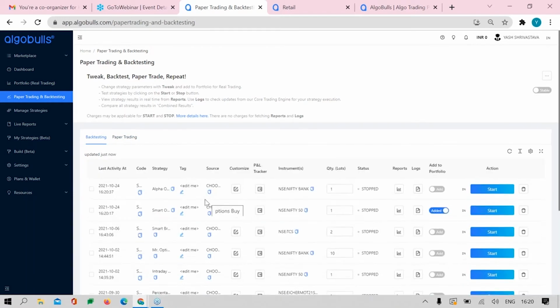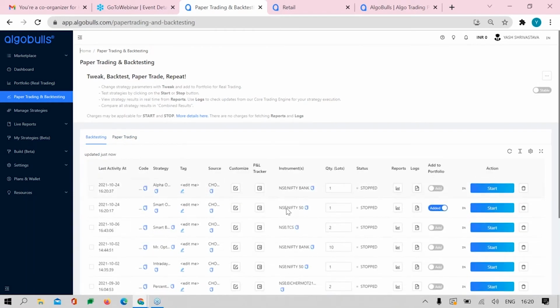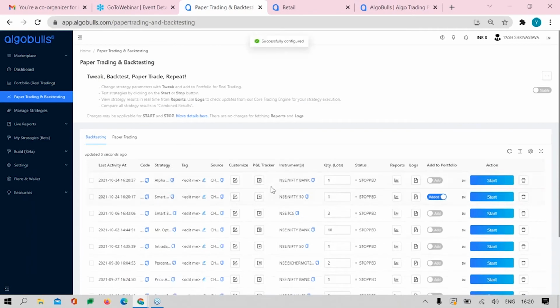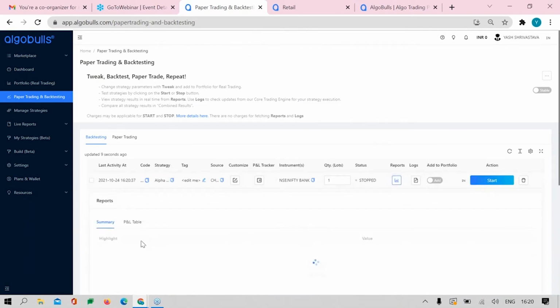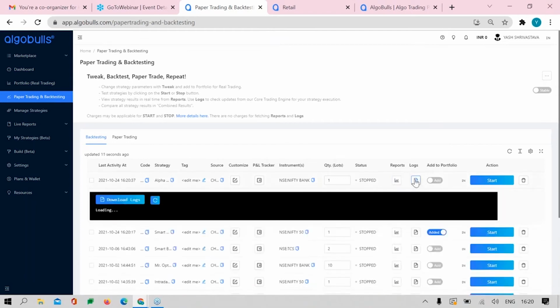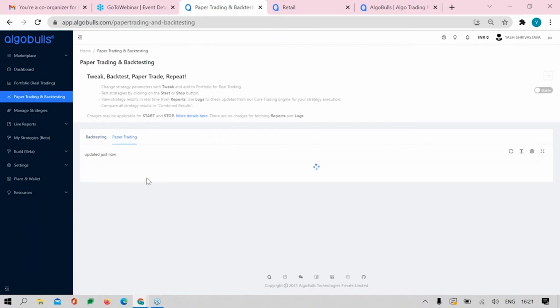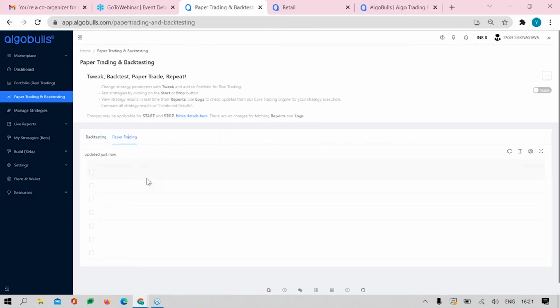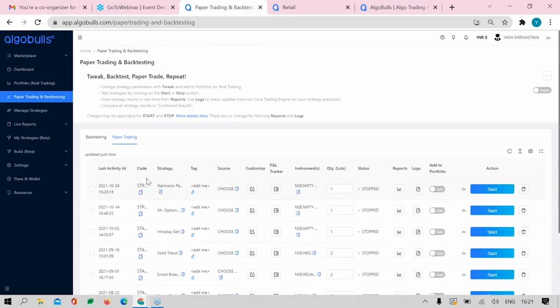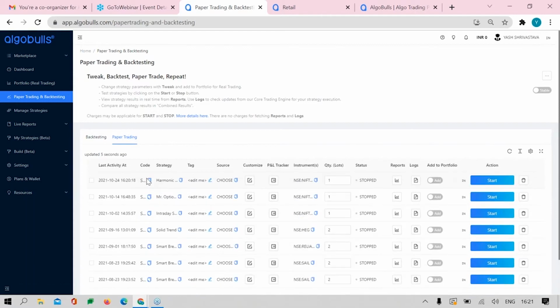As you can see, the strategy is added to our backtesting and paper trading. You can simply click on reports and download the report, and you can go to the logs and download the logs too. You can also go to the paper trading section and download the live market data result too.